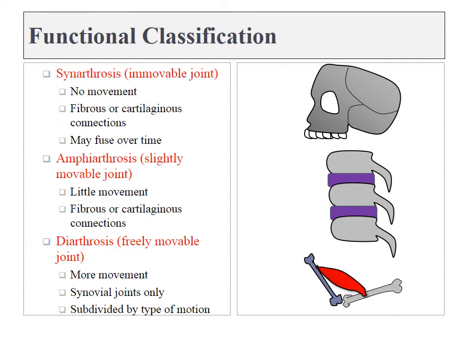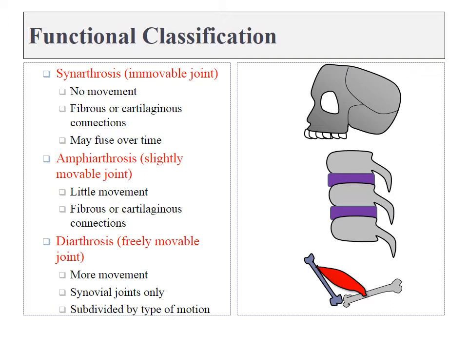We could also classify joints based off of what they do. Synarthroses are joints that don't move. The sutures of the skull are an excellent example of joints that do not move. The slightly movable joints are called amphiarthroses, and the vertebral column is an excellent example of a number of amphiarthroses. Each vertebra does not move much relative to its neighbor, but it moves a little bit, and because there's a lot of them, this can add up.